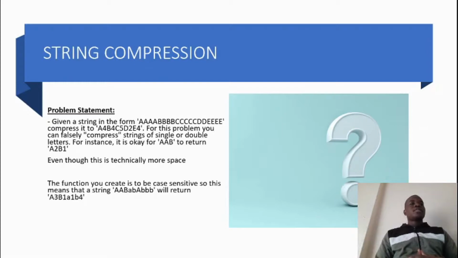It says, given a string in the form AA, BB, CC, DD, EE, compress it to A4, B4, C5, D2, E4. For this problem, you can falsely compress strings of single or double letters. For instance, it is okay for AAB to return A2, B1, even though this is technically more space. The function you create is to be case sensitive, so this means that a string that is A, B, small letter A, small letter B, A, will return A3, B1, small letter A1, and small letter B4.